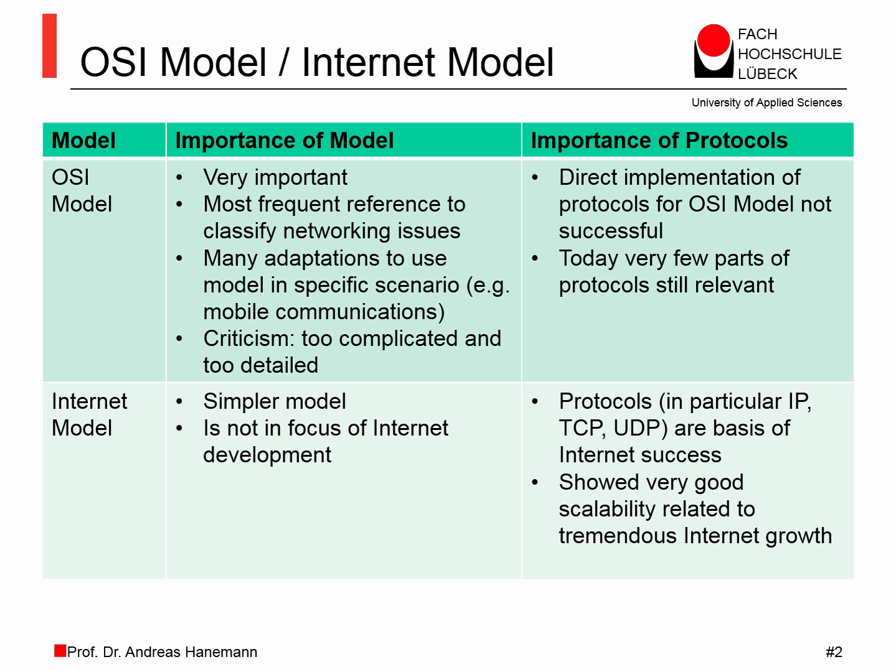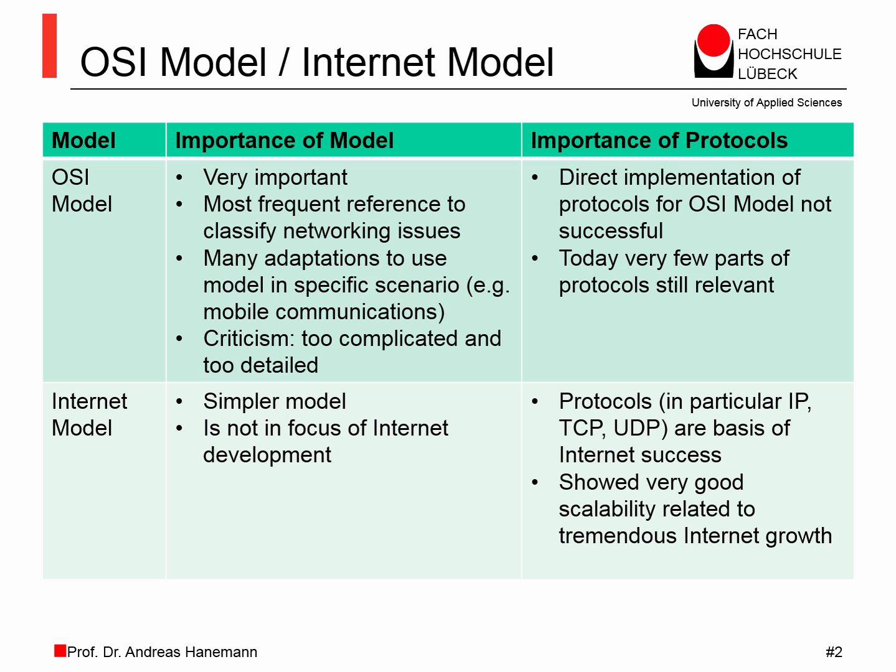For instance, there are adaptations of the model to different generations of mobile telecommunications networks. A frequent criticism related to the model is that it is too complicated and too detailed. So in the 1980s, there have been attempts to implement the OSI model by protocols. But these protocols were not successful. Therefore, nowadays, only very few parts of these protocols are still relevant. One example is the ISIS routing protocol.